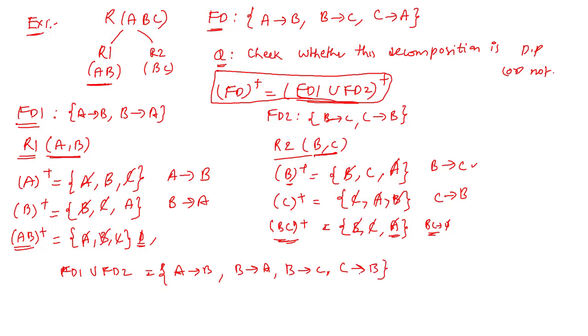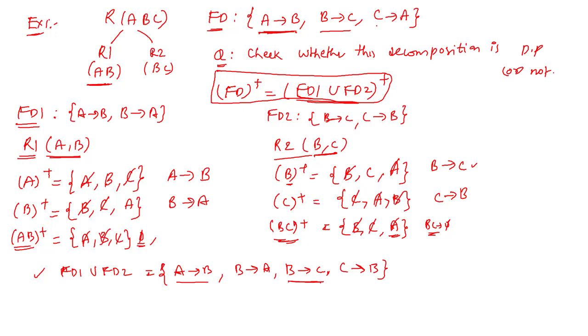Now how can you say dependency is preserved? Check all these functional dependencies one by one, whether each functional dependency is present in this union. So take the first functional dependency, A implies B, which is present in this. Then check B implies C, whether B implies C is present in this. Yes, this functional dependency is present here.